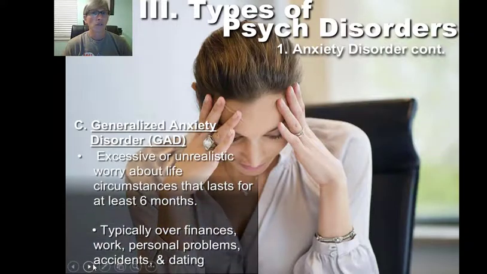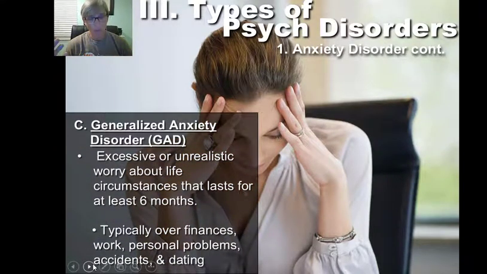Generalized anxiety disorder is the one that most people suffer from. Millions of Americans suffer from anxiety disorder, GAD. And this is excessive or unrealistic worry about life circumstances that lasts for at least 6 months. And things that we have anxiety over include finances, work, personal problems, accidents, and dating. I used to have anxiety so badly that I couldn't sleep at night.